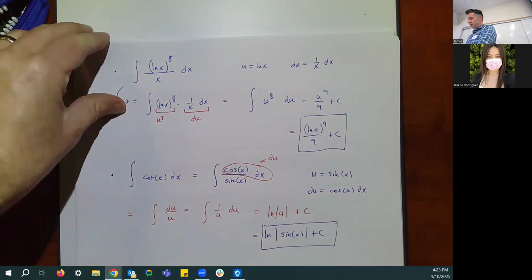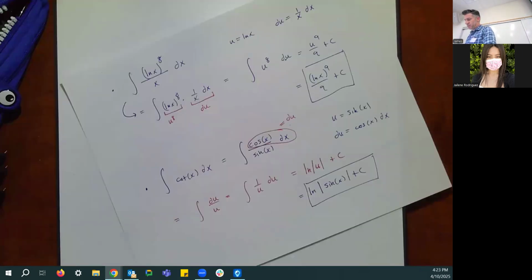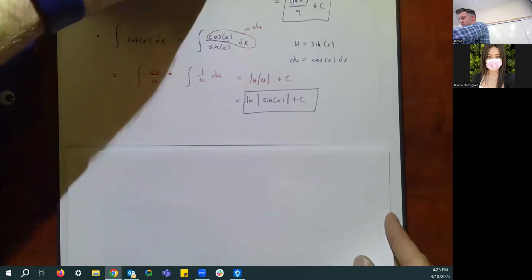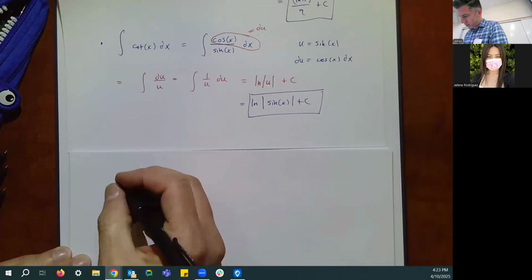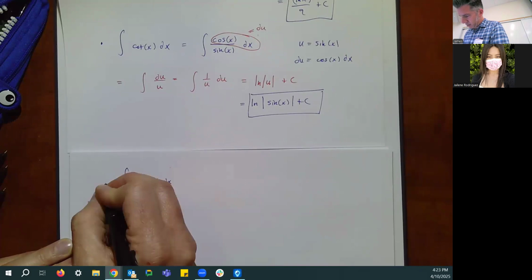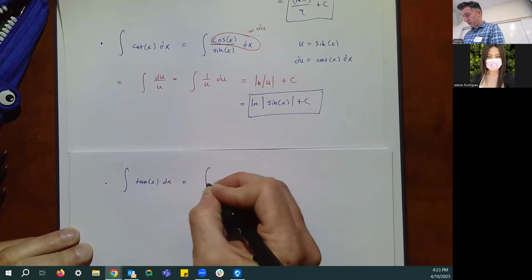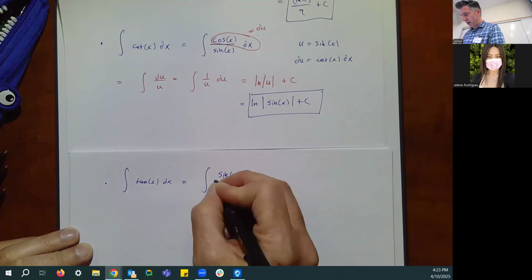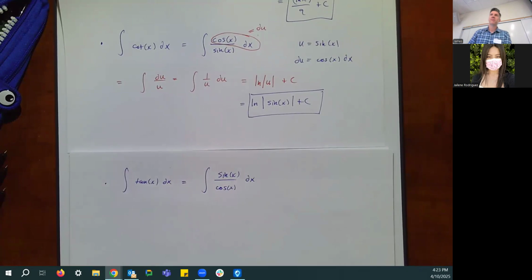Okay, so let's do the integral of tangent as well. Oh yeah, there's something else. How much time do we have? Okay, we got time. Barely though, but there's something else I need to address real quickly here. So for the integral of tangent, well, that's going to be the integral of sine of x over cosine of x.